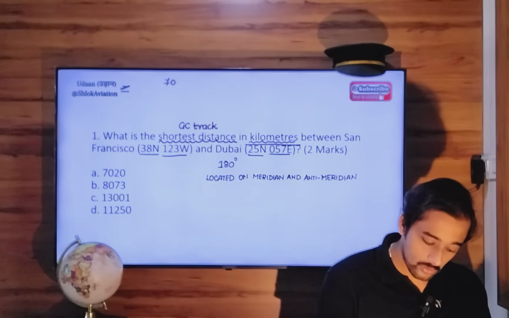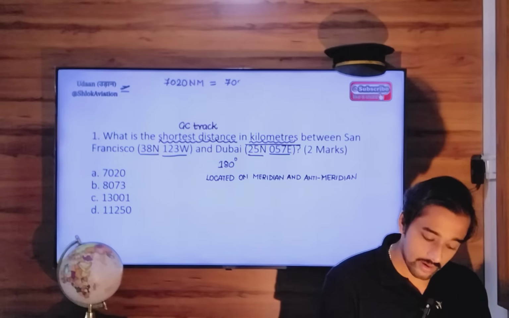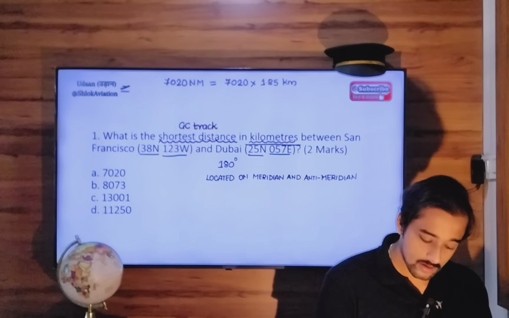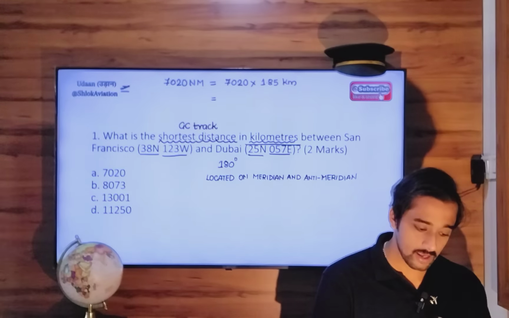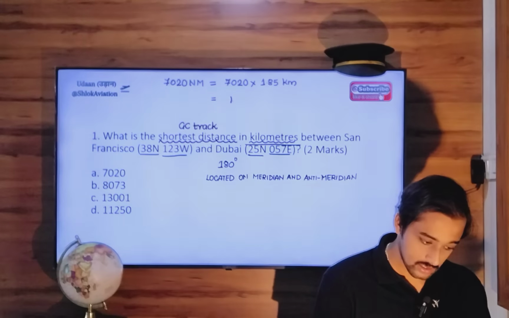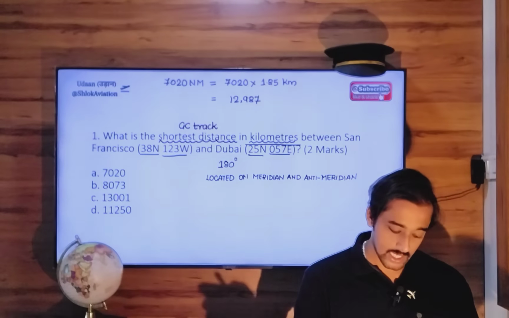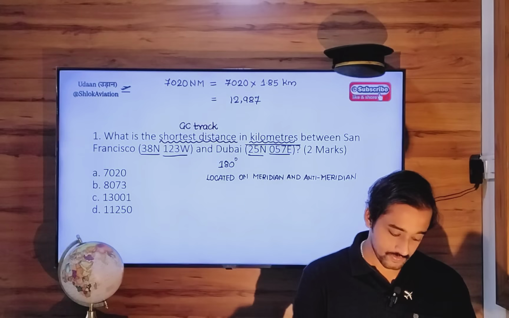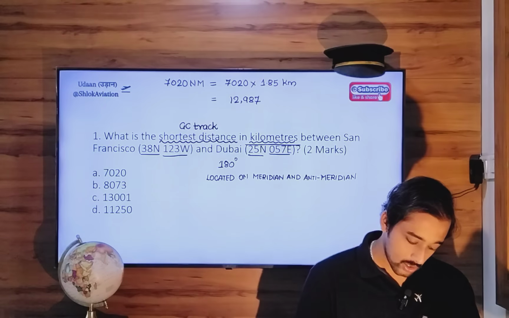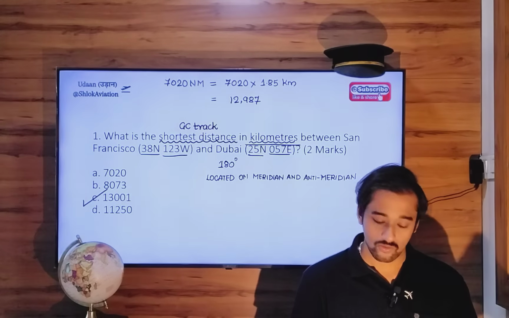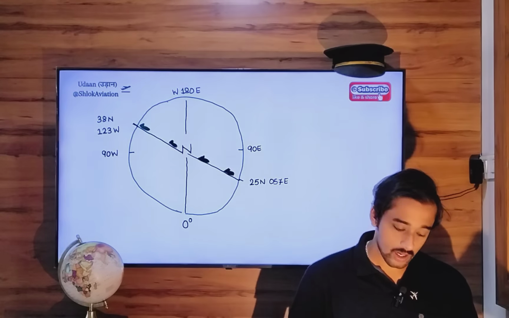So the answer is 7020 nautical miles, but we want the final answer in kilometers. 7020 nautical miles equals 7020 into 1.85 kilometers, which is 12,987, approximately 13,000. So your correct option will be option Charlie. One is Charlie.